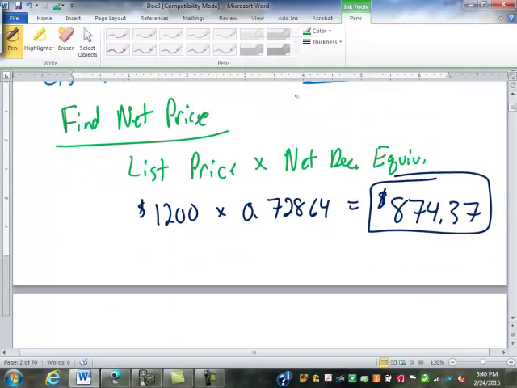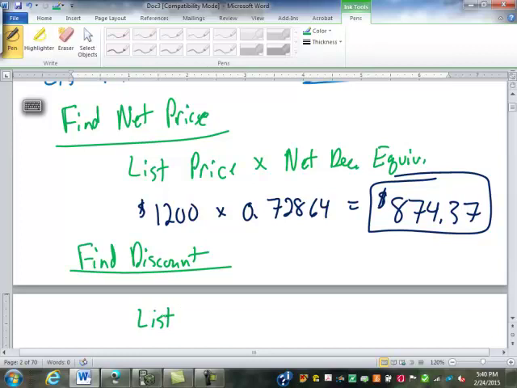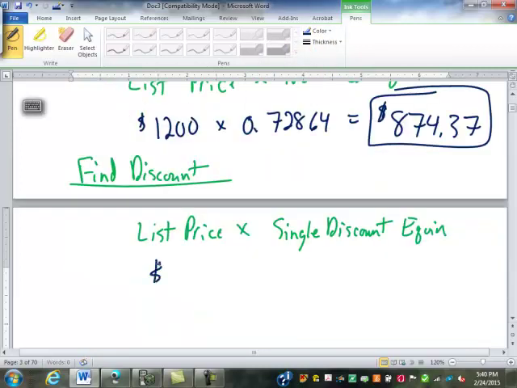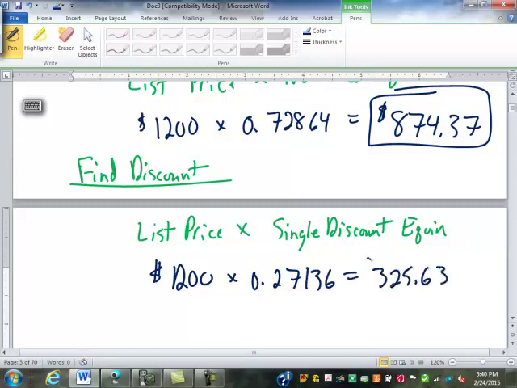To find the discount, we're going to take that list price again times the single discount equivalent. So it'll be the $1,200 times 0.27136, which should give us $225.63. Does that make sense?